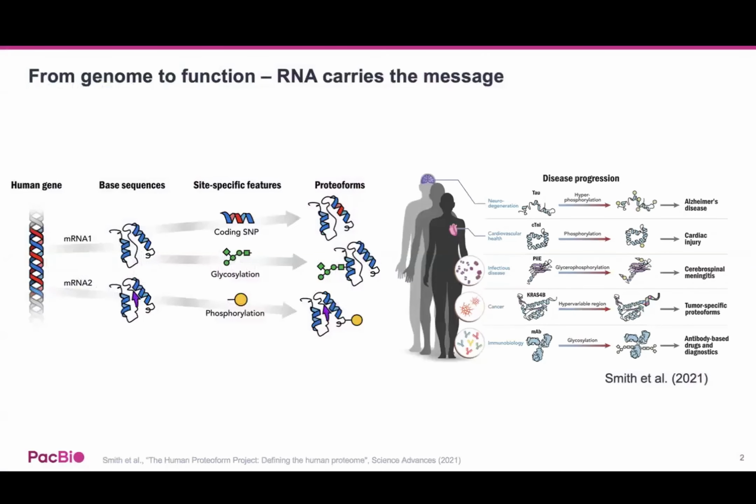RNA is a critical driver of proteoform diversity because alternative splicing, along with genetic variants and post-translational modification, generates a vast spectrum of unique protein forms. Understanding RNA isoform differences is essential for defining the full functional complexity of the human proteome and unlocking insights into biological mechanisms and disease processes.